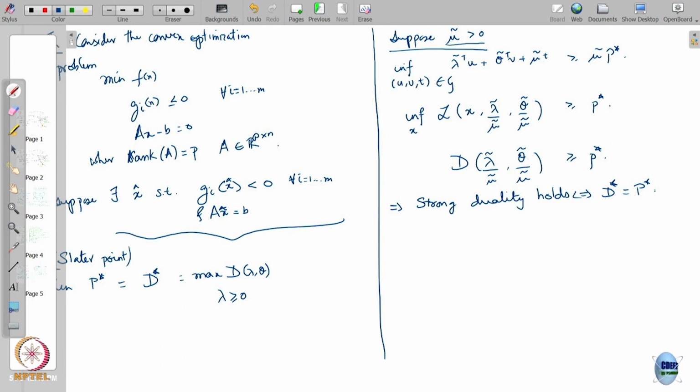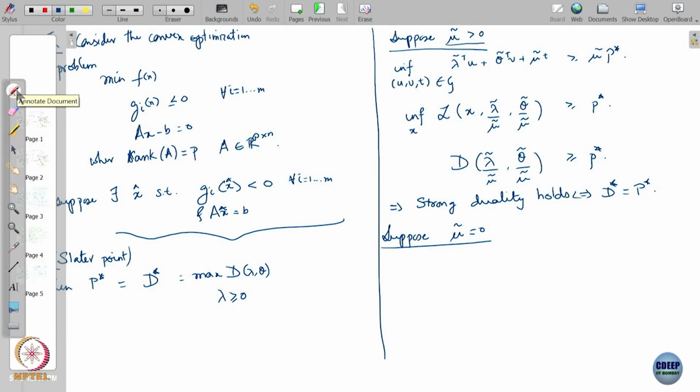Now suppose mu tilde is equal to 0. See, mu tilde is greater than or equal to 0. We took care of one case where mu tilde was strictly positive, and there we got that strong duality holds. Now, when mu tilde is equal to 0, we should be able to either still show that strong duality holds or rule out that this case is possible. Until this point we have not yet made use of the Slater condition. We have only used convexity. So, now we are actually going to need the Slater condition.